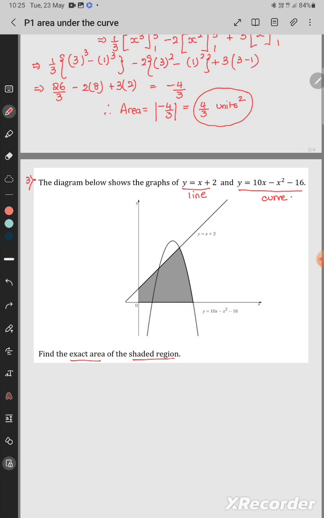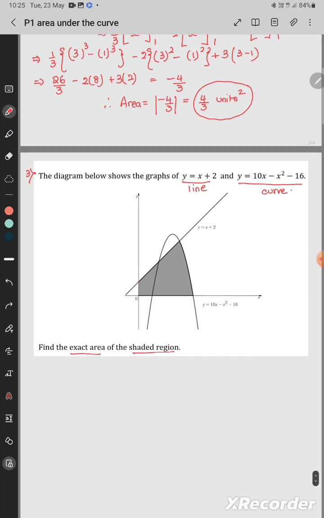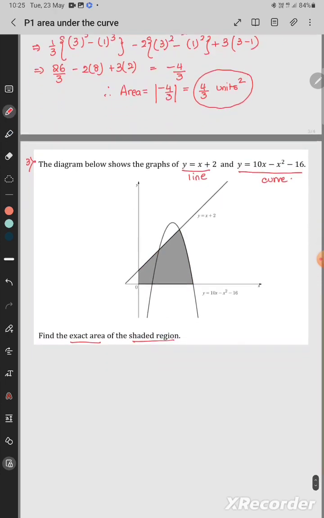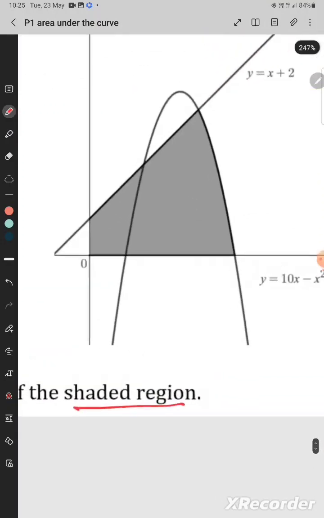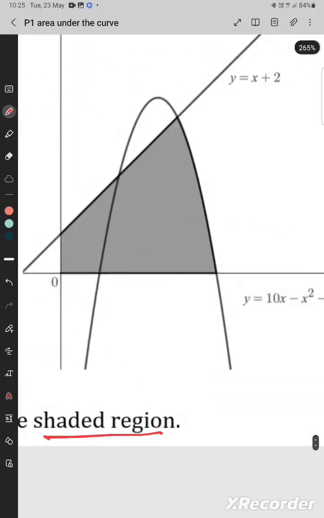So now if we look at the area, see here, this is the shaded region. This gray part is the shaded region. But if we want, we can split it into a trapezium. How? Let's see. So see, this is a point of intersection between the curve and the line. So if I want, I can drop a line from that point to the x-axis.